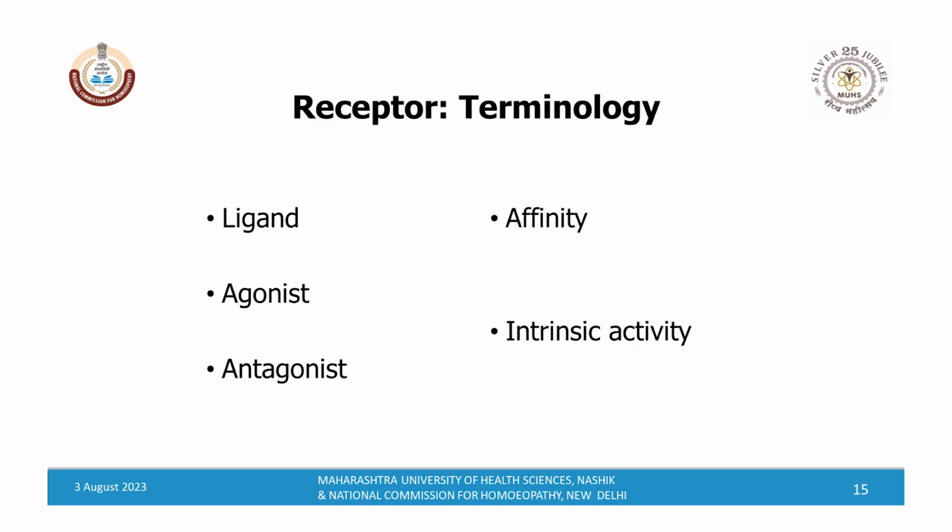On the other hand, an antagonist. An antagonist has affinity because it is able to bind to the receptor, but it has no intrinsic activity because it only binds but does not produce any action. So these are the terms affinity and intrinsic activity. Now let us proceed with the module.